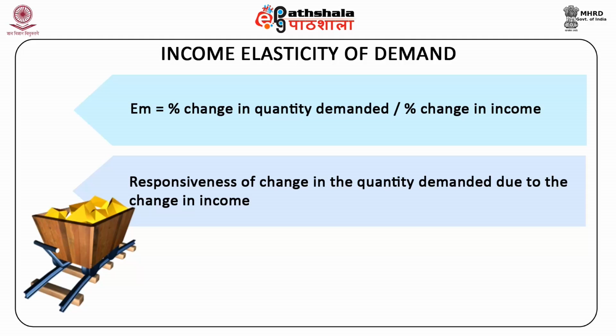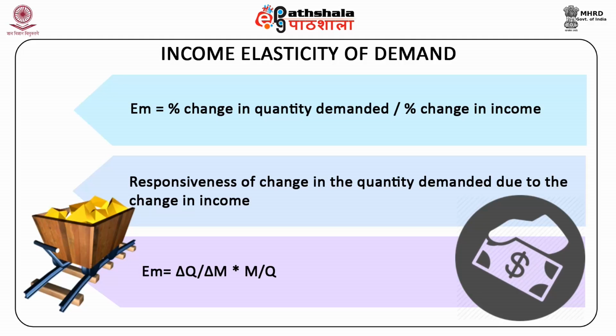The above equation can be written as EM is equal to change in Q by Q into 100 divided by change in M by M into 100, which is equal to change in Q by Q divided by change in M by M. Thus, EM is equal to change in Q by change in M into M by Q.